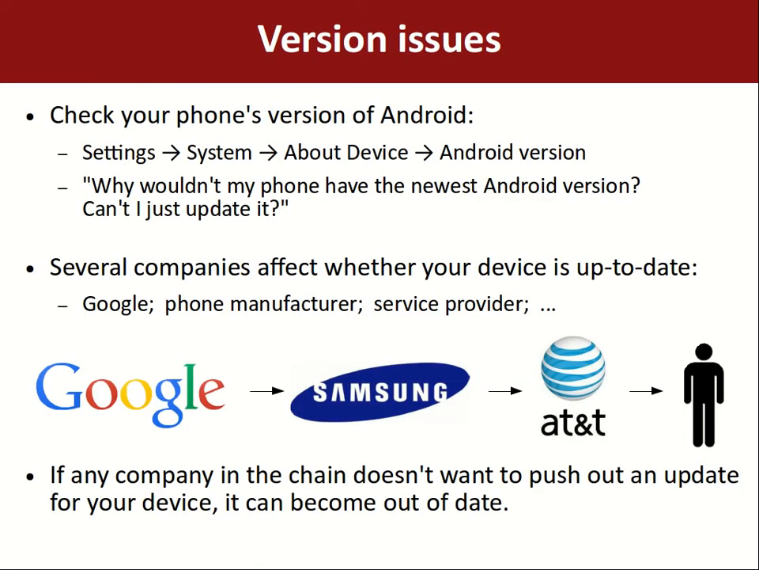Okay, so versions of Android. If you have an Android device and you want to know what version of the OS it's running, this is usually how you do it. You go to your settings, you go to System, you go to About This Device, and somewhere in there it'll say Android version.